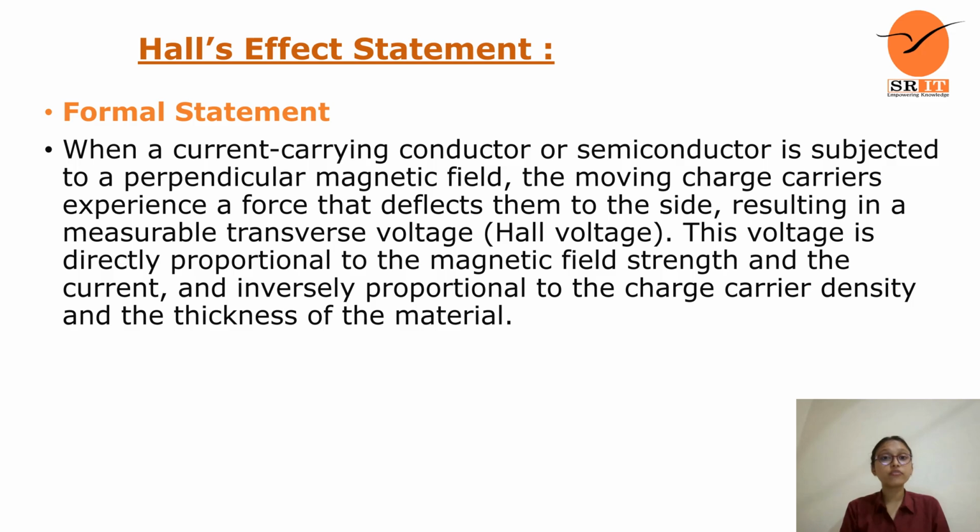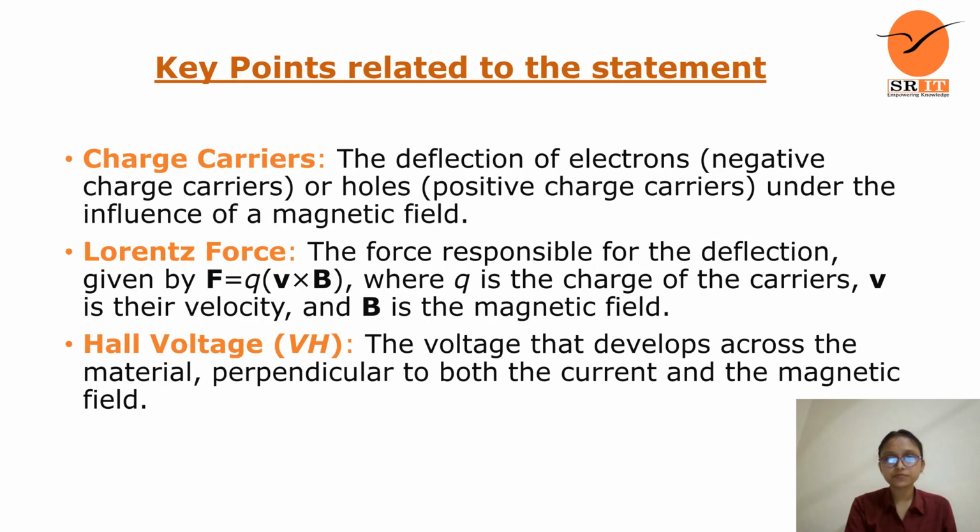Now we have the Hall effect formal statement: when a current carrying conductor or semiconductor is subjected to a perpendicular magnetic field, the moving charge carriers experience a force that deflects them to the side, resulting in a measurable transverse voltage, which is known as the Hall voltage. This voltage is directly proportional to the magnetic field strength and the current, and inversely proportional to the charge carrier density and the thickness of the material.